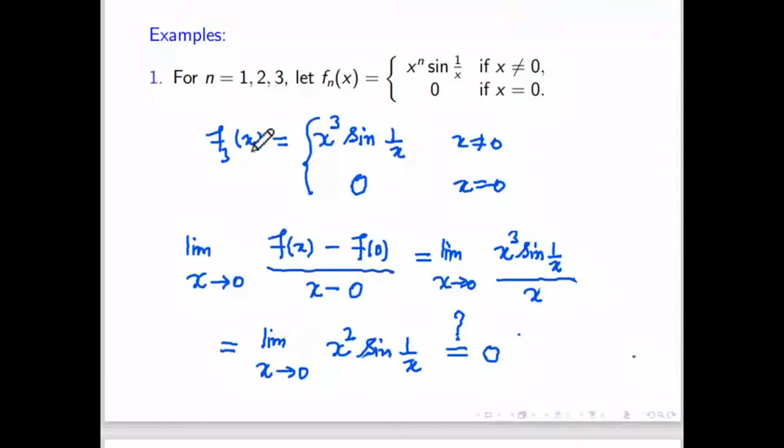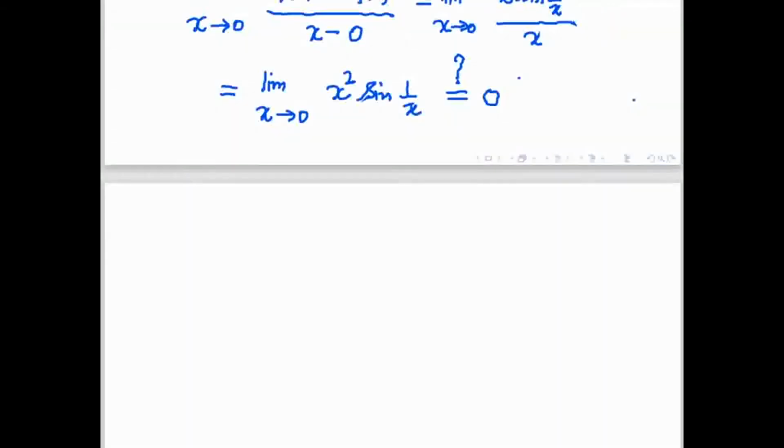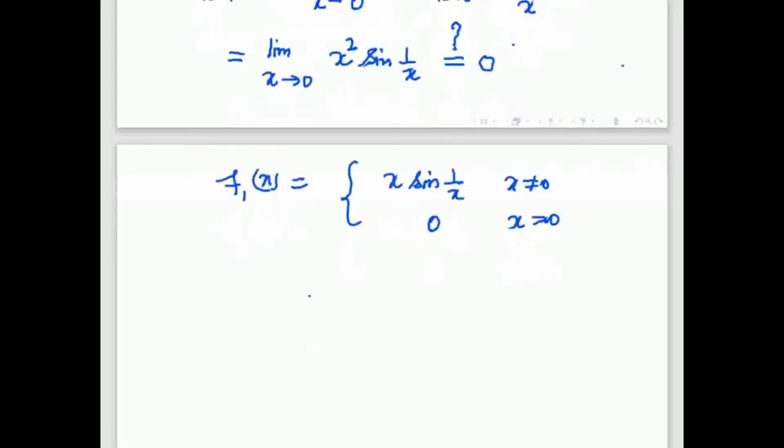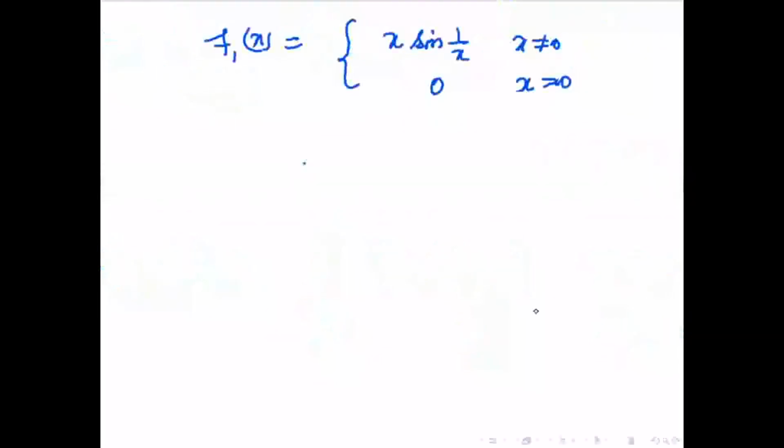Like if you do f1, that means the function, it will come x into sine x. Instead of cube, it will be x, and that x will cancel out with the x. So whatever is in f1 will give only sine 1 by x. Suppose the question is whether f1 is differentiable or not, then what will be your answer? It will give x sine 1 by x, and it is 0. If you apply the limit, I'm directly writing without any calculation, it will come sine 1 by x. So what will this limit be?